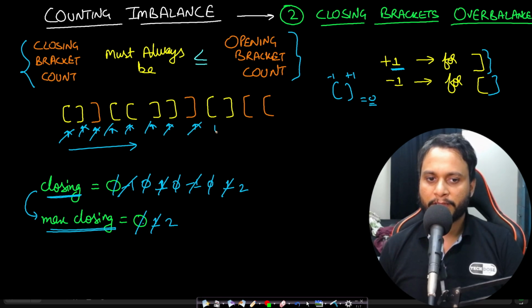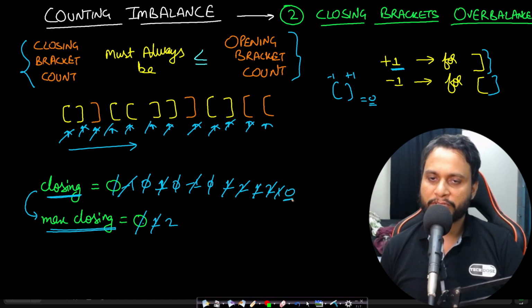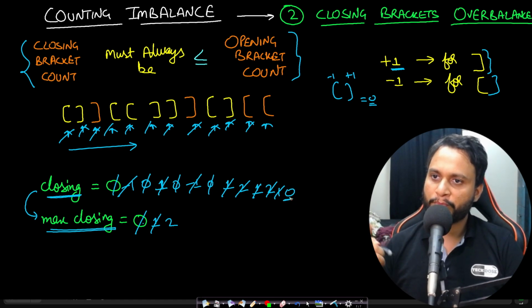Okay. Now if you look at the opening bracket, then again this value will be decreased, and it will become 1. If you see another closing bracket, this will become 2. If you see another opening bracket, this will become 1, and another opening bracket, this will become 0. At the end, the closing value will always be 0, because we have equal number of opening and closing brackets, right?